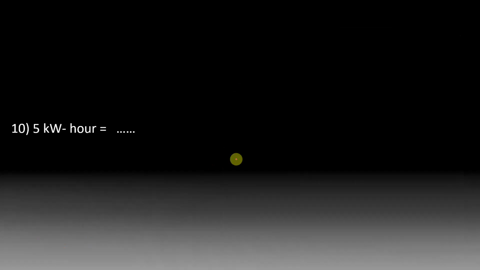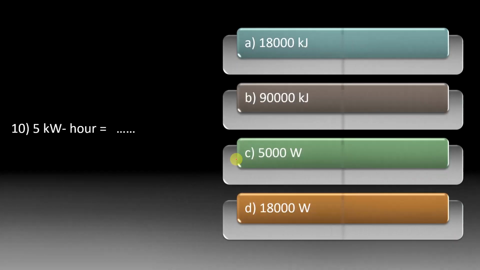So the third option is the correct option in this particular case. Now, 5 kilowatt hour is equal to. The options are 18,000 kJ, 90,000 kJ, 5,000 watt, and 18,000 watt. We know that 1 kilowatt hour is equal to 3600 kilojoule, and therefore 5 kilowatt hour will be equal to 5 multiplied by 3600. If you make the calculation, it is 18,000. So 18,000, that is our first option, and that is the correct one.